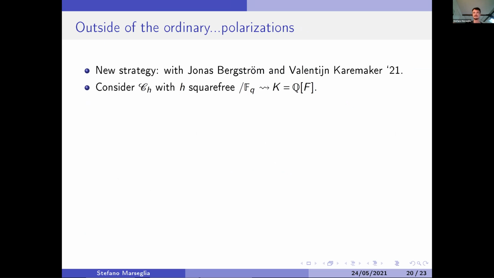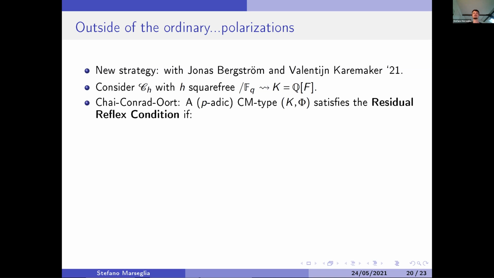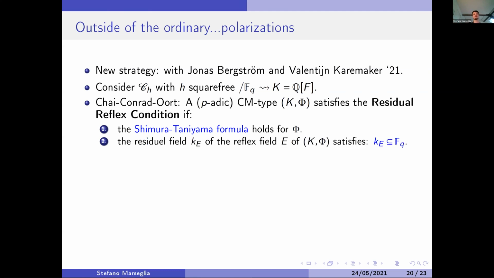So we consider a squarefree isogeny class over F_q. So we want to use the Centeleghe-Stix functor, but what I'm going to say on these precise slides works over any finite field. So for a moment, let q be any power of a prime p. So let K be the étale algebra generated by F as usual. And Chai, Conrad, and Oort come up with this notion of residual reflex condition. So a CM type Phi of K satisfies the residual reflex condition if, one, it satisfies the Shimura-Taniyama formula. Okay, cool. We want something that has to do with abelian varieties, so Shimura-Taniyama better hold. And second, the residue field of the reflex field of this CM type can be embedded inside F_q. So it can be realized as a subfield of F_q, so it's small enough.